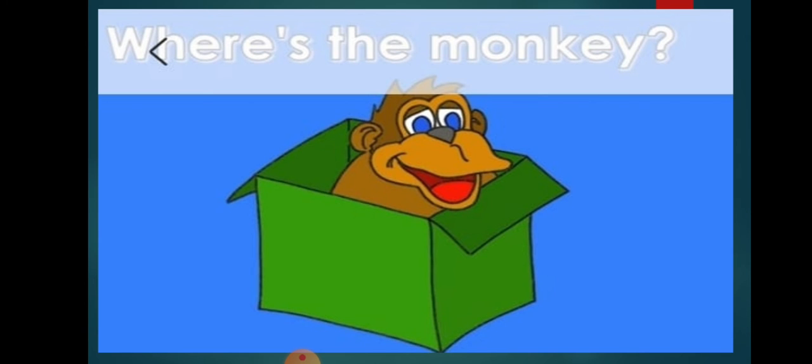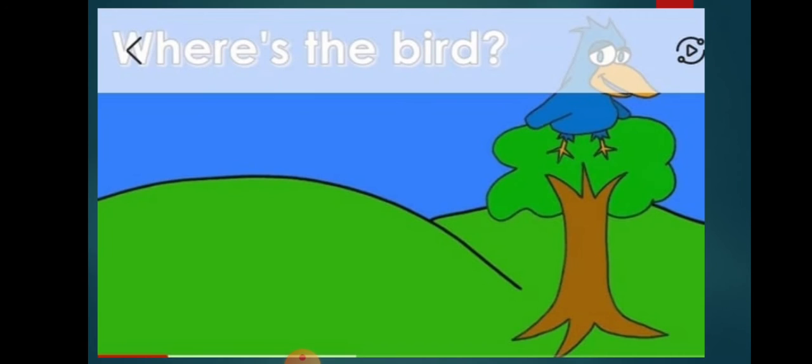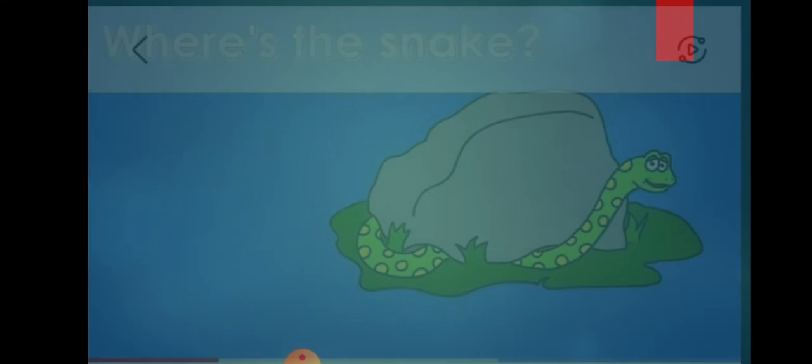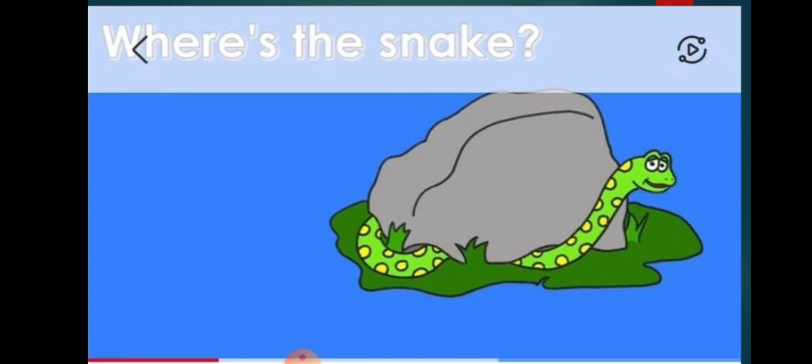Where is the monkey? The monkey is in the box. Right? The monkey is in the box. Where is the bird? The bird is on the tree. Where is the snake? The snake is under the rock.